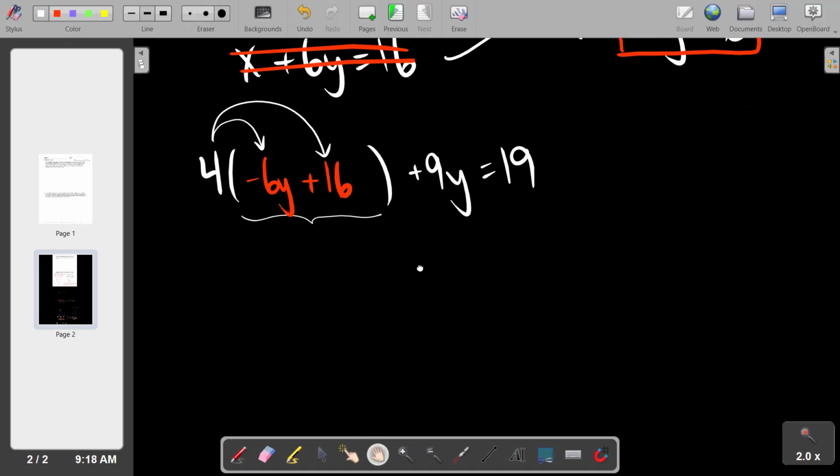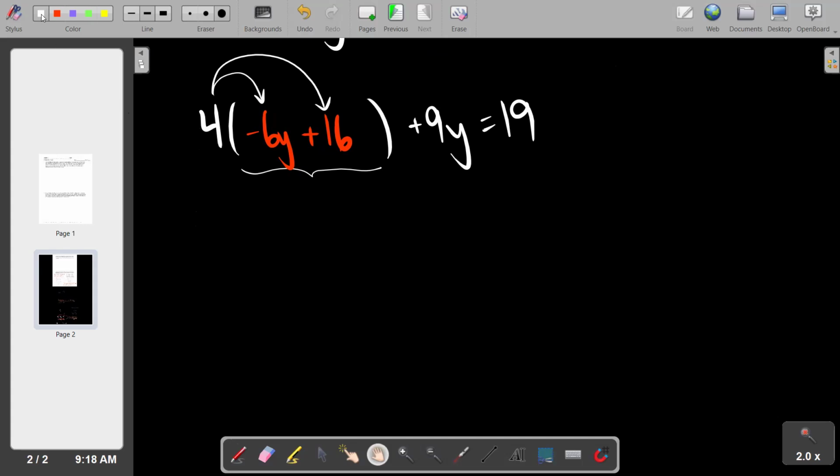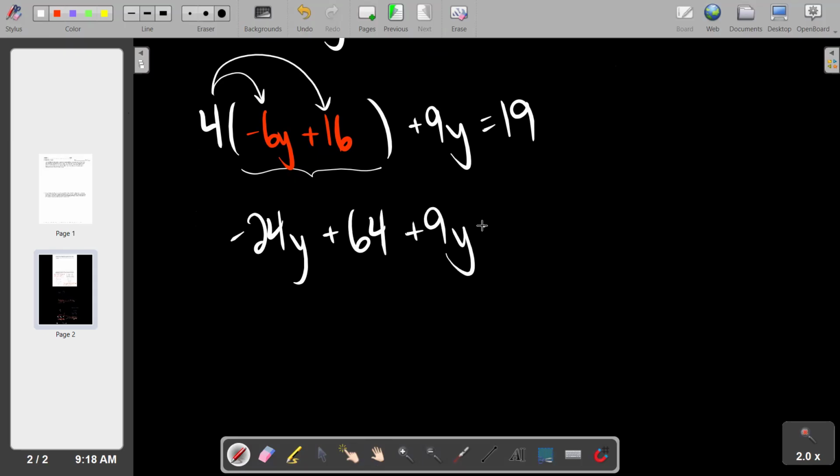And I say these numbers can be maybe a little bit big for some of you, but that's why we bring calculators with us every day. So 4 times negative 6y is negative 24y. 4 times 16 is 64. And then we copy down the plus 9y and the equals 19. And next is the step where we have to combine like terms. In this case specifically, I'm saying put purple egg together with purple egg.